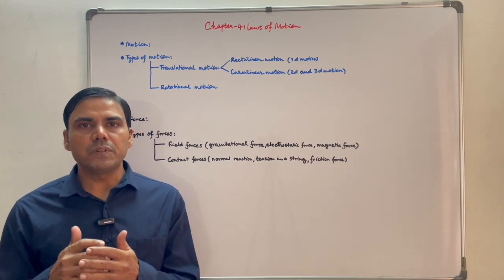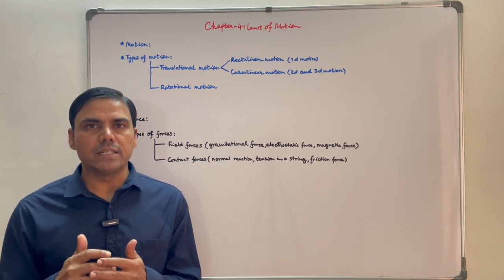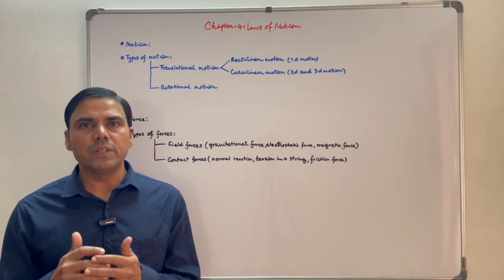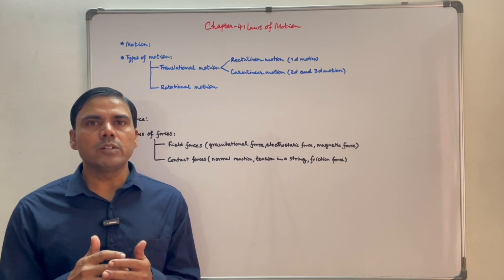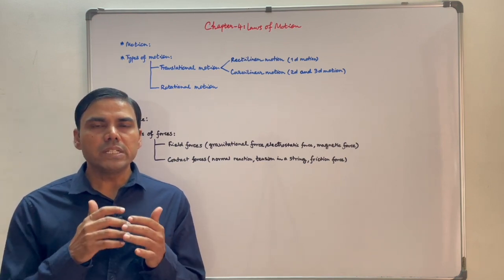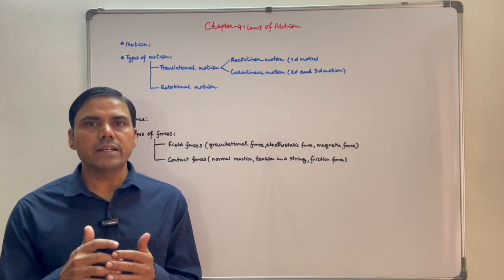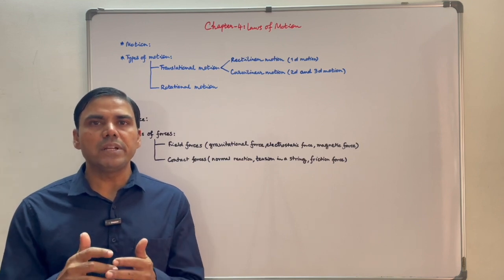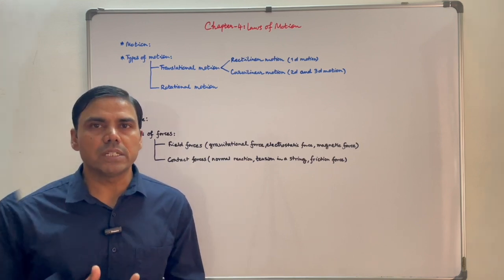Translational motion can be further subdivided into two categories, rectilinear motion and curvilinear motion. We have already read two chapters in kinematics. Motion in a straight line is related to rectilinear motion and motion in a plane is related to curvilinear motion.